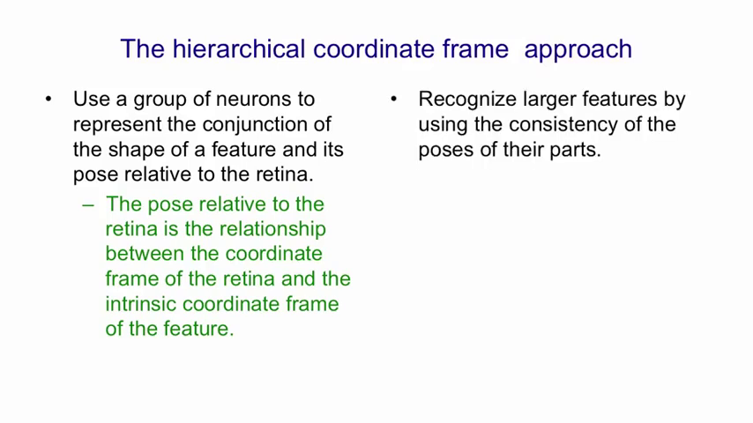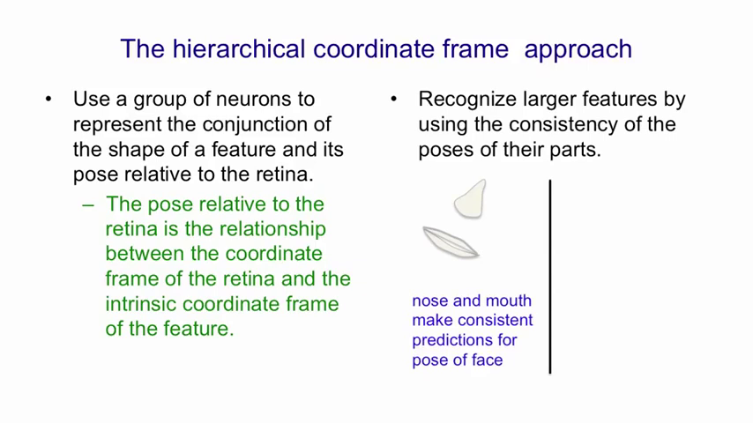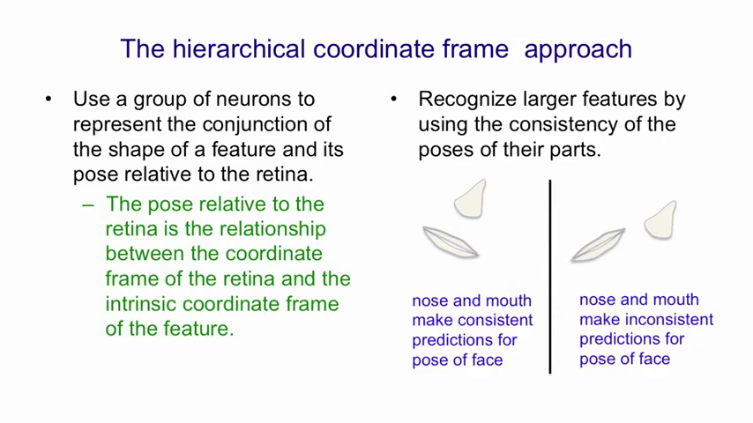So we're going to use the consistency of the poses of the parts as a cue for recognizing a larger shape. If you look at this picture, we have a nose and we have a mouth, and they're in the right spatial relationship to one another. One way of thinking about that is that if you ask the mouth to predict the pose of the whole face, and if you ask the nose to predict the pose of the whole face, they'll make similar predictions. If you look on the right here, we have the same nose and the same mouth, but now they're in the wrong spatial relationship. And that means that if they separately make predictions about the pose of the whole face, those predictions won't agree at all.